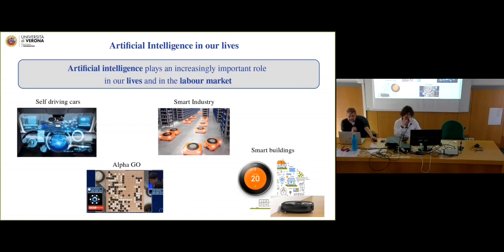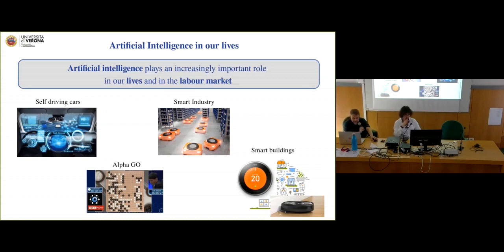Then we can think about smart industry. For instance, this is a warehouse, like Amazon warehouses, in which these robots move autonomously in order to manage and to move packages from one place to another.